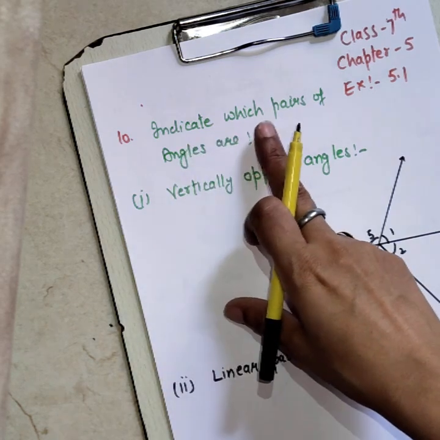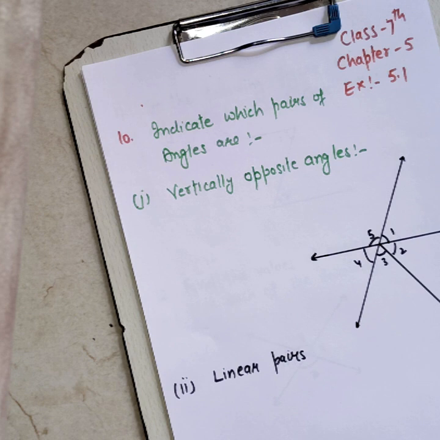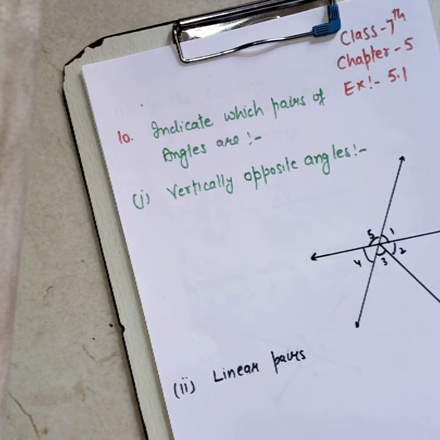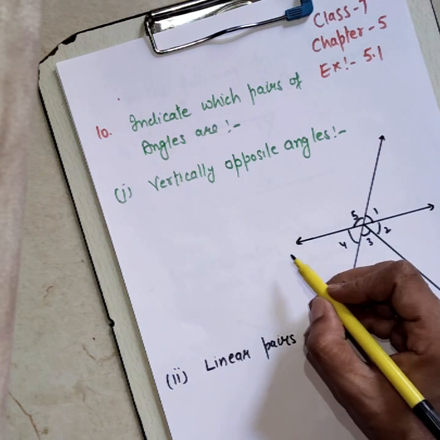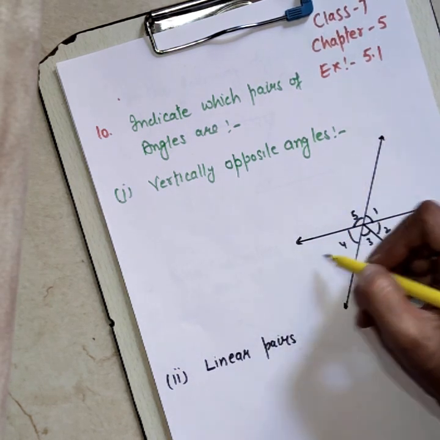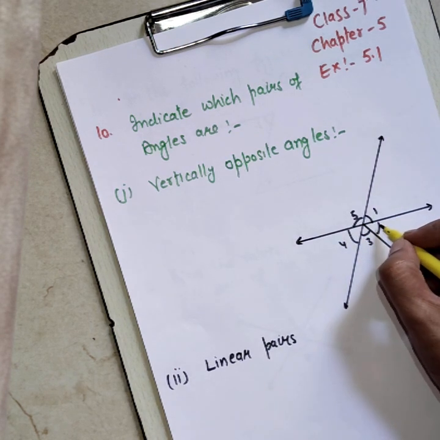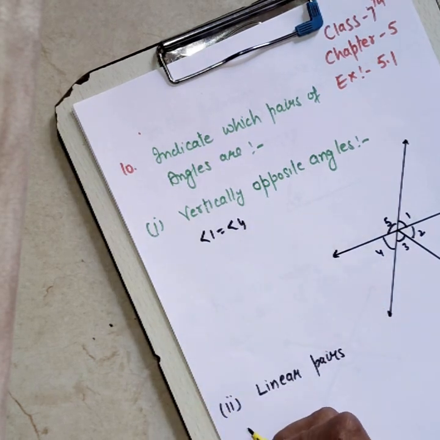Next question is, indicate which pairs of angles are vertical opposite angles. Now what are vertical opposite angles? Vertical opposite angles are those which are opposite one another at a specific vertex and are created by two straight intersecting lines. So check where the intersecting lines are. Here, these are both intersecting lines. So here angle 1 and angle 4, angle 1 is equal to angle 4, are vertical opposite angles.